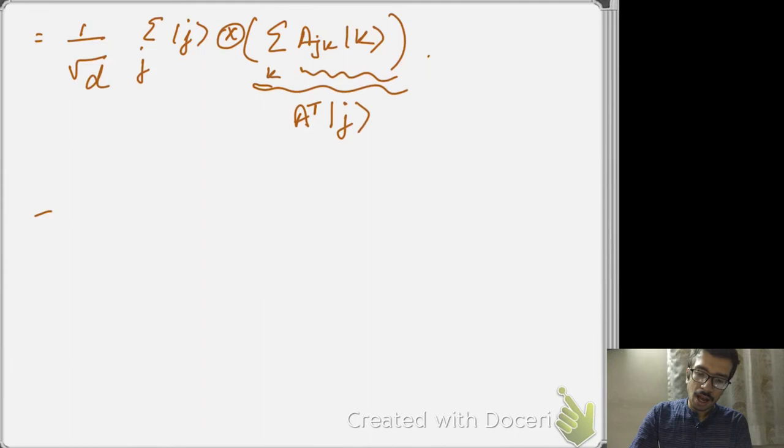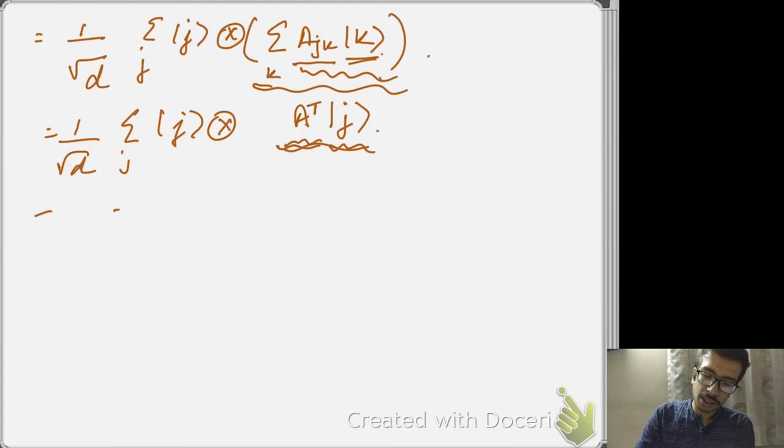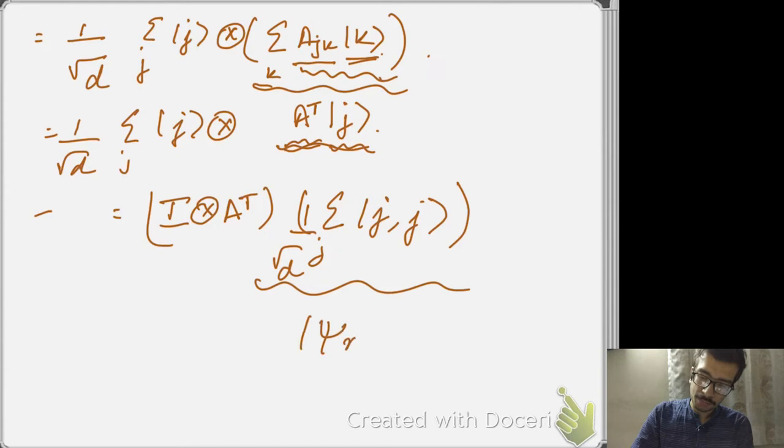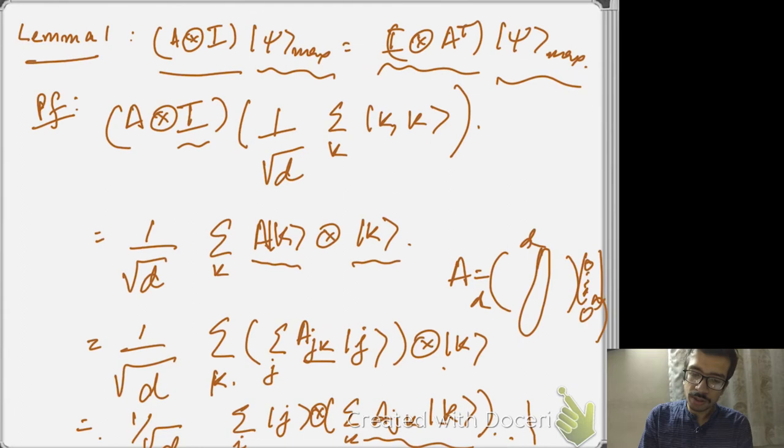Because A transpose, when it acts on ket j, picks out the jth column of A transpose, right? Which is nothing but the jth row of A. And the jth row of A consists of entries a_jk with a running index k. So this is nothing but A transpose ket j. And the rest of the term is sum over j ket j tensored A transpose ket j. So this is nothing but I tensored A transpose acting on 1 over root d, sum over j ket jj, and this is nothing but psi max again. This essentially proves that A tensor I psi max is I tensor A transpose psi max.